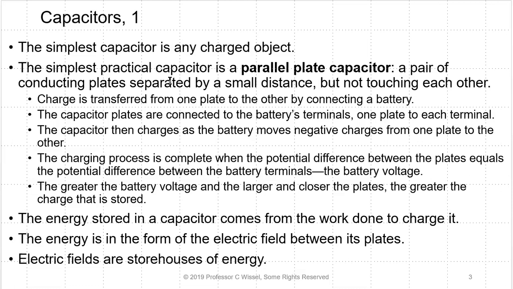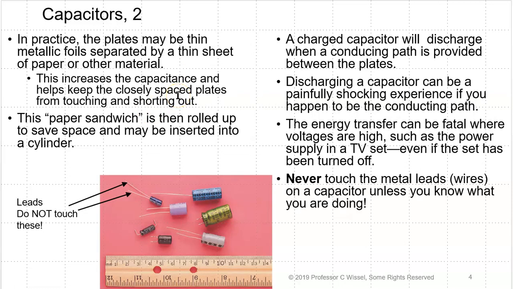The energy stored in a capacitor comes from the work done to charge it. The energy is in the form of the electric field between the plates. The electric fields are basically the storehouses of the energy in a capacitor. So in practice, the plates may be thin metallic foils separated by a thin sheet of paper or other material. This increases the capacitance and helps keep the closely spaced plates from touching and shorting out. This paper sandwich is then rolled up to save space and may be inserted in a cylinder.